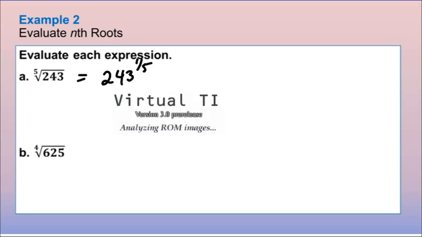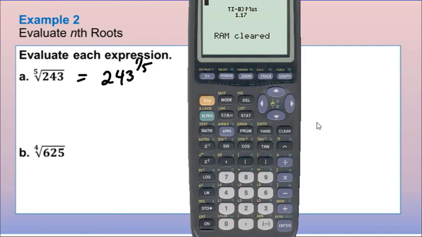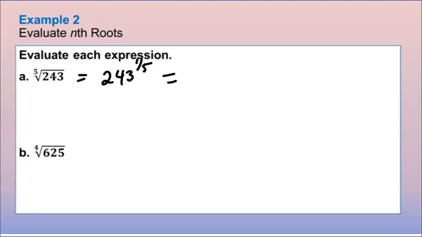So I'll show my calculator here. And we can type in 243, use the caret symbol, and then in parentheses we would do 1 divided by 5. That gives us our 5th root, and that would give us an answer of 3. So the 5th root of 243 would be 3.